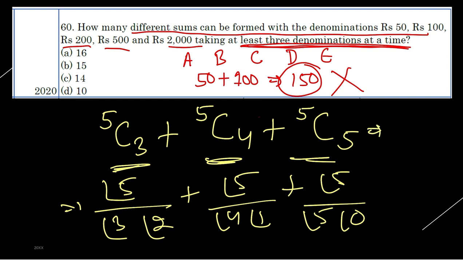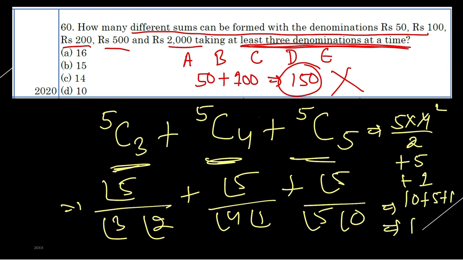If you want, I can solve this. First is 5 into 4 by 2, plus 5, plus 1. You will get 10 plus 5 plus 1, that is 16 ways. So 16 is the answer.